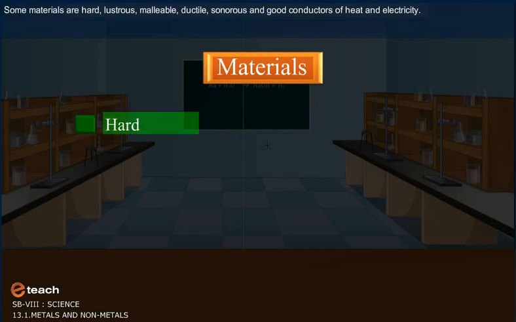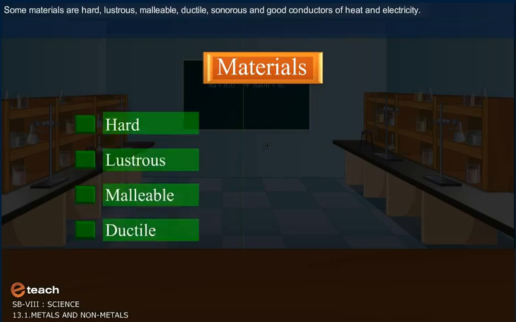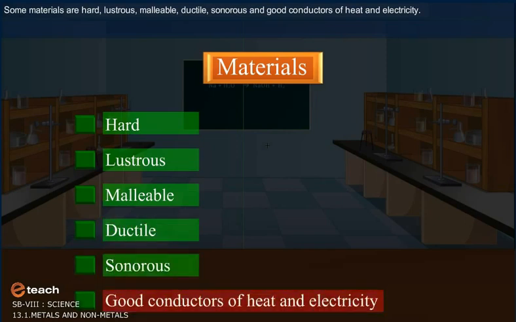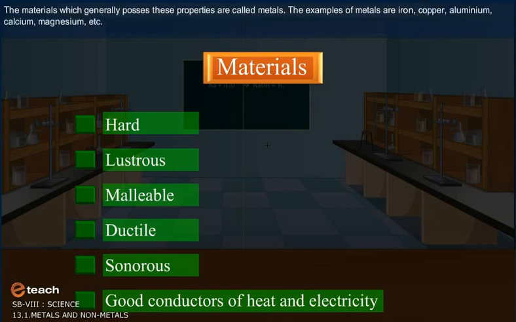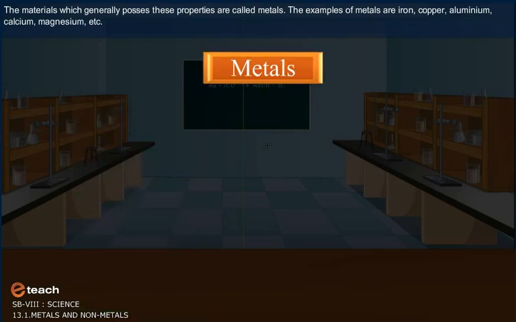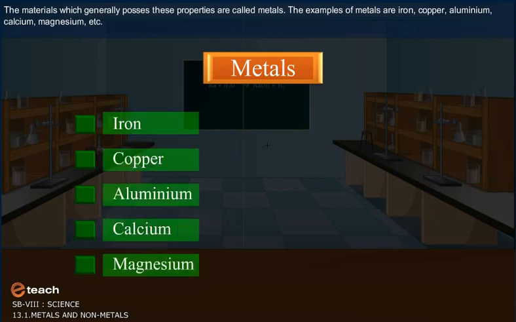Some materials are hard, lustrous, malleable, ductile, sonorous and good conductors of heat and electricity. The materials which generally possess these properties are called metals. The examples of metals are iron, copper, aluminium, calcium, magnesium, etc.